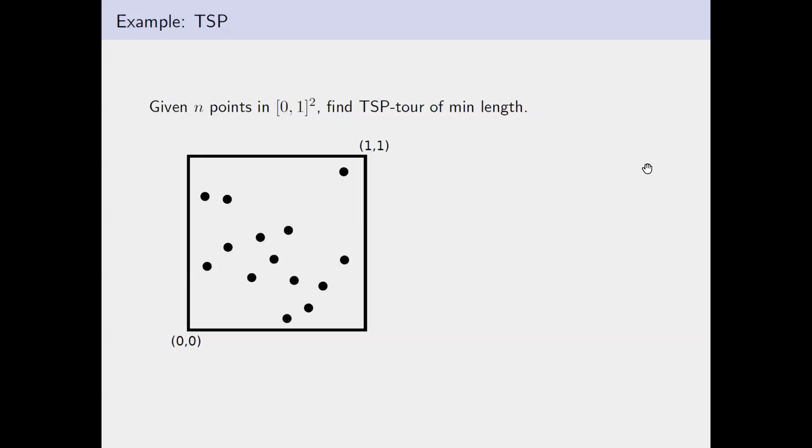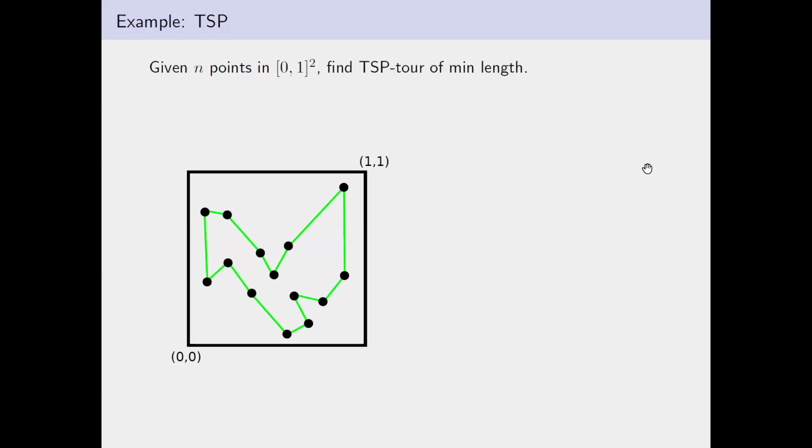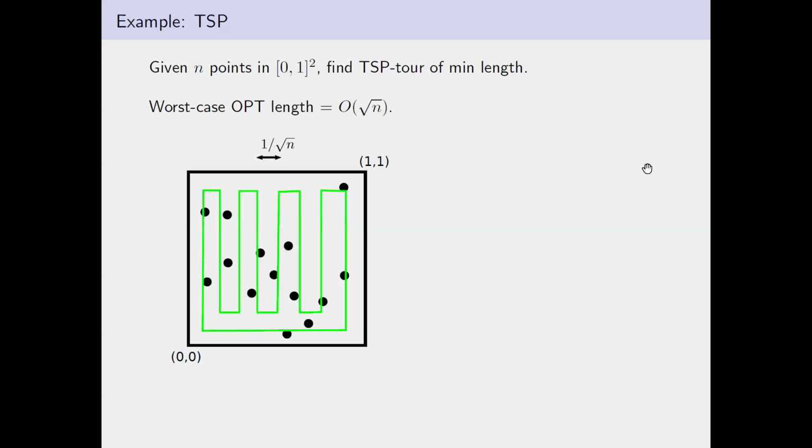Consider the traveling salesman problem. There are n points in the plane, let's say in the 0, 1 box, and you want to find the shortest tour. You want to connect them by a tour. And the question is, how long is this tour? So does someone know what's the worst case length of a tour of n points? Square root n, very good. Yes, so the worst case is square root n.